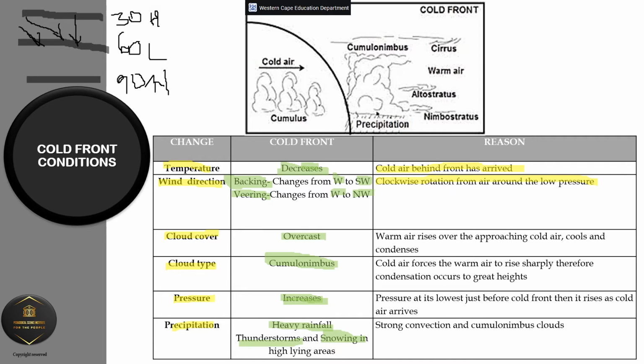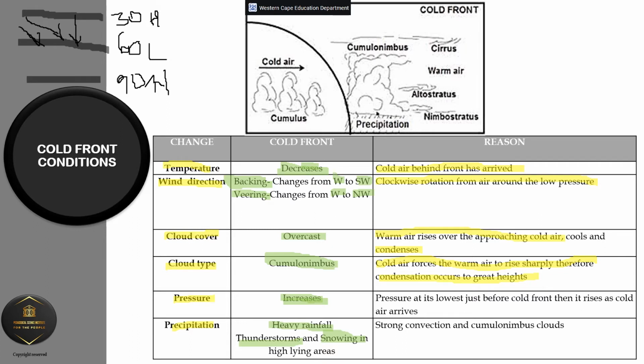And then what happens with cloud cover? Cloud cover, we have overcast. Why? Because we have warm air rising over the approaching cold air. So this warm air will cool down or condense, and we will have the formation of cumulonimbus clouds. Now, why do they form? Simply because the cold air forces the warm air to rise sharply, therefore condensation occurs at great heights. So that's how cumulonimbus clouds will form.